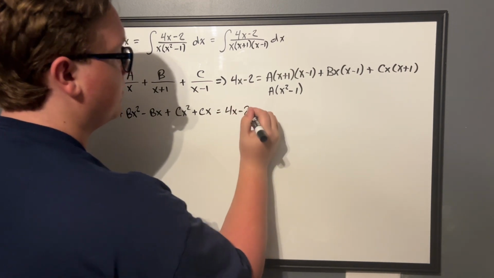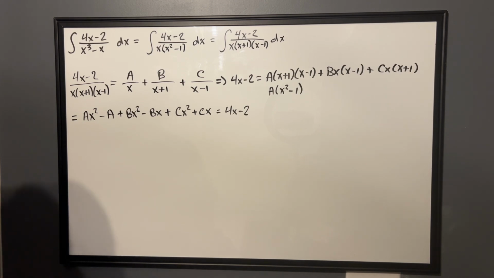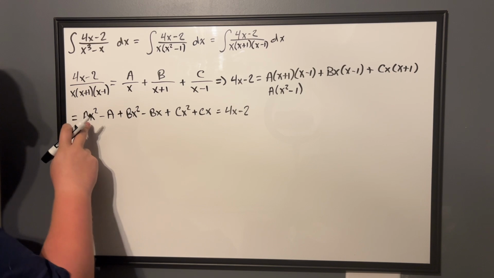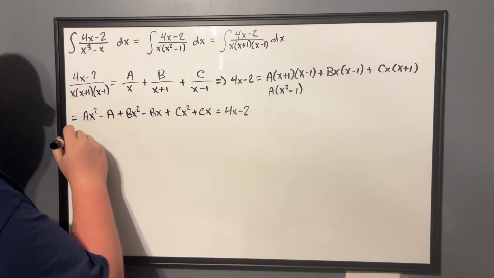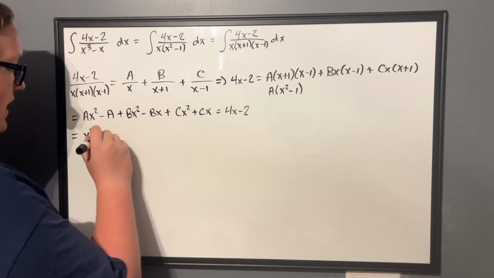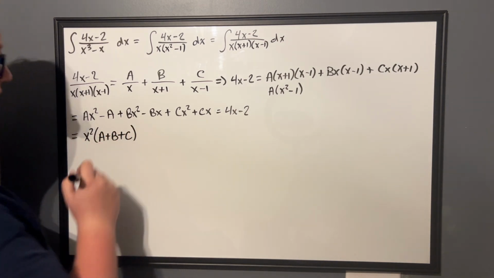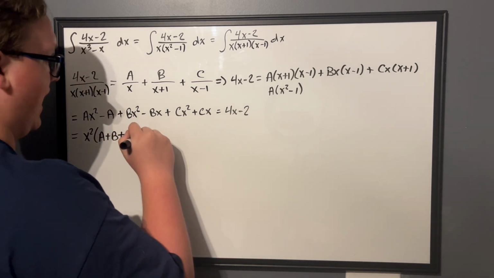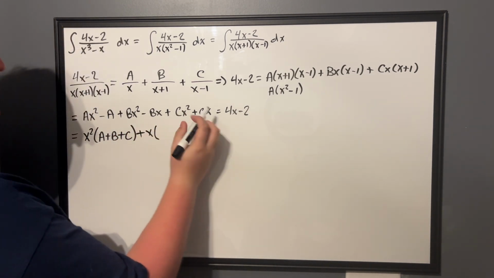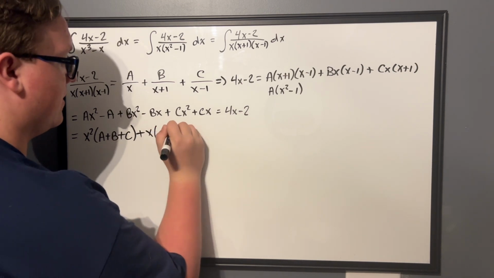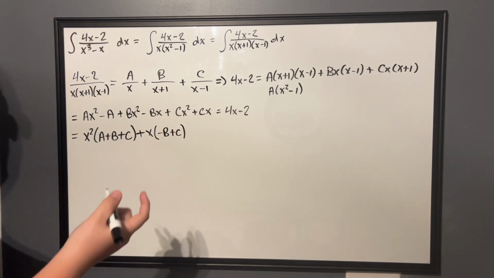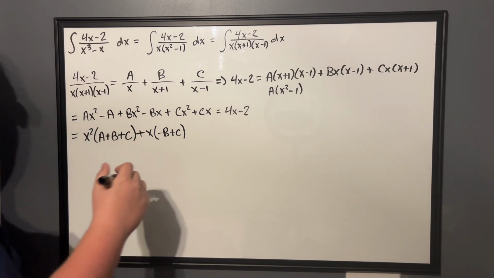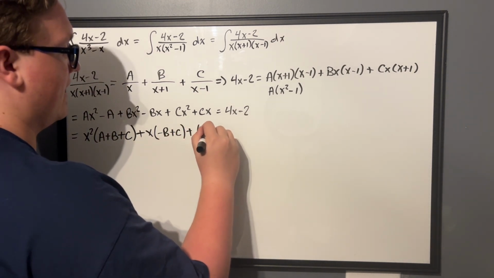So now we're going to try to group these terms in terms of what degree of x they're associated with. As we see, we have ax squared, bx squared, and cx squared. So we can rewrite this as x squared times a plus b plus c. So that's grouping the x squared terms. Now we want to group the x terms. We have a minus bx and a plus cx, so we have x times negative b plus c. And then the constant term is only this minus a. This is not associated with any x. So we're going to keep it plus, but it's going to be negative a as our constant.